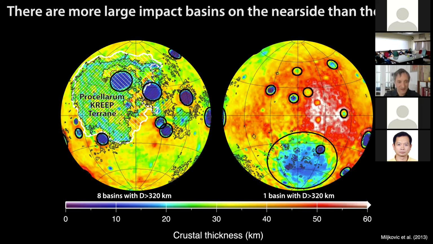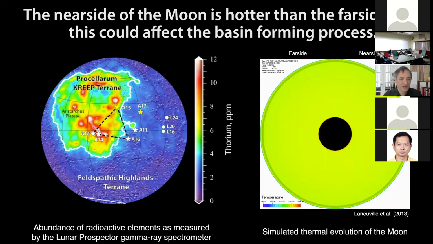So just based on this map, it looks like there are more large impact basins on the near side than the far side. And the obvious question is, why is this the case? Well, the GRAIL team interpretation of this is that this has to do with the temperature of the moon's crust and mantle. And in particular, we think that the near side of the moon is hotter than the far side of the moon. So why is this?